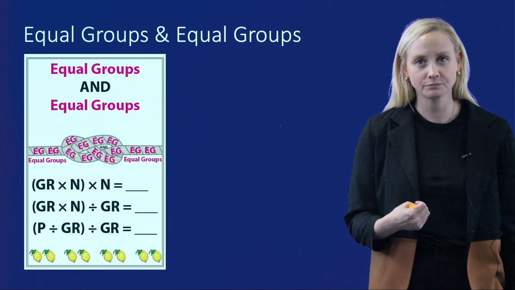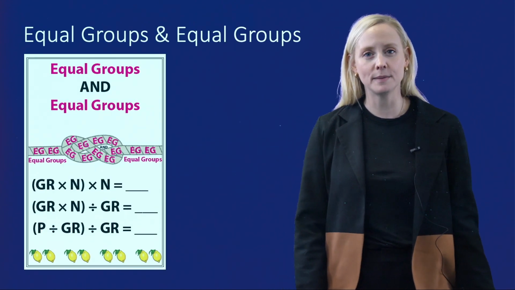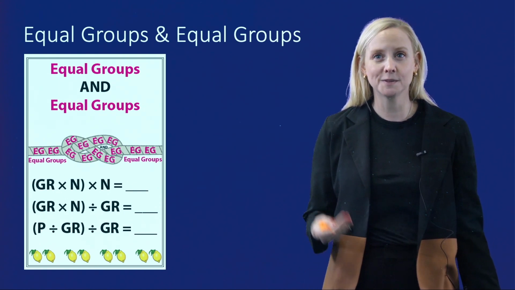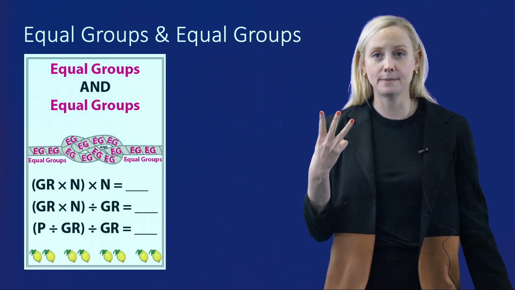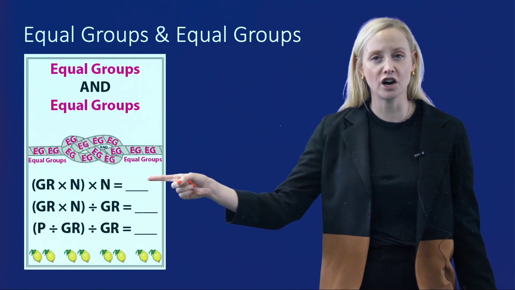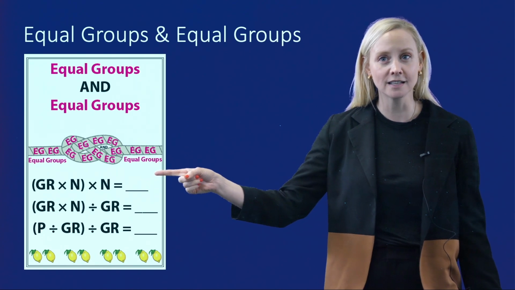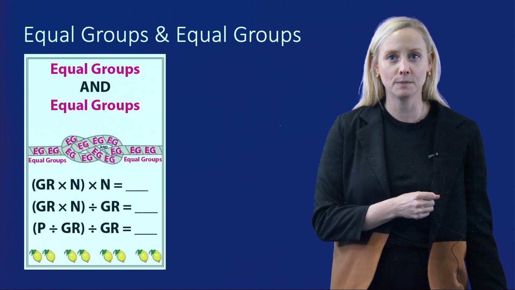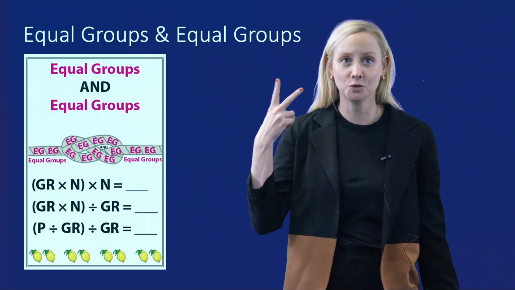So here is a zoom in of our multi-step word problem intervention poster. When students are solving multi-step word problems with the equal groups and equal groups schemas, we see 3 different types of equations. Our first equation, open parentheses, GR times N, close parentheses, times N equals the product, stands for the groups times the number in each group times the number in each group again. In this first example, we have an unknown product twice.